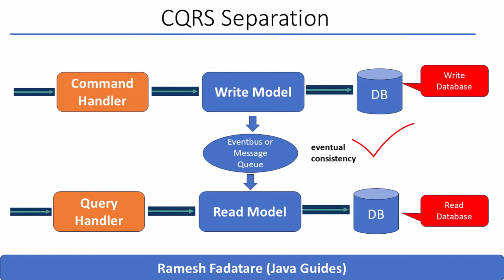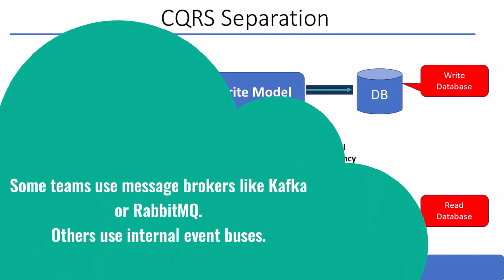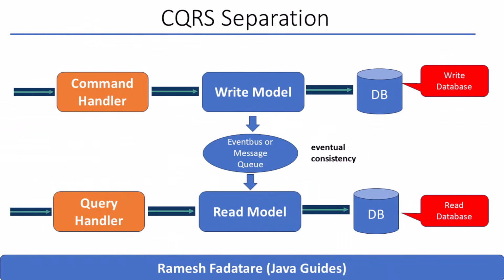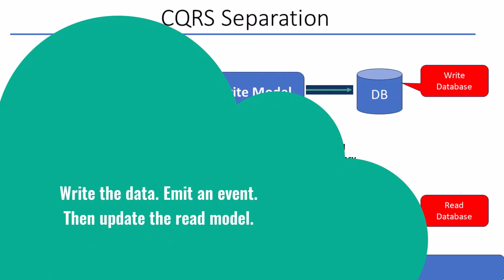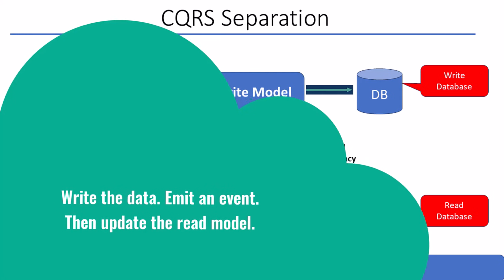It's called eventual consistency. So when a user places an order, the read model updates just after that. And when they check my orders, the new order is already there. That's the beauty of CQRS. You keep reads and writes clean and separate, but still in sync through smart messaging. Some teams use message brokers like Kafka or RabbitMQ. Others use internal event buses. Whatever tool you choose, the idea is the same. Write the data, emit an event, then update the read model. It's simple, fast, and scalable.